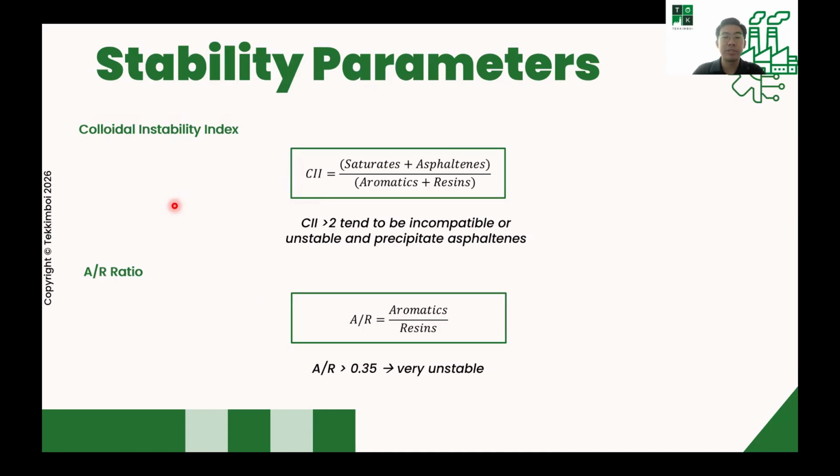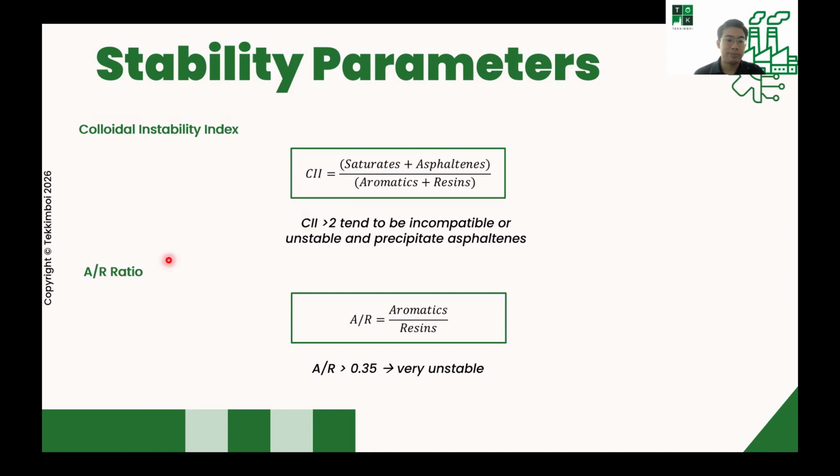After knowing the SARA compositions, we can calculate several stability parameters. The first one is the colloidal instability index, or CII for short. It is the ratio between saturates plus asphaltenes to the aromatics plus resins. If our result is bigger than 2, then it tends to be incompatible or unstable, and it will precipitate asphaltenes, which we don't want.